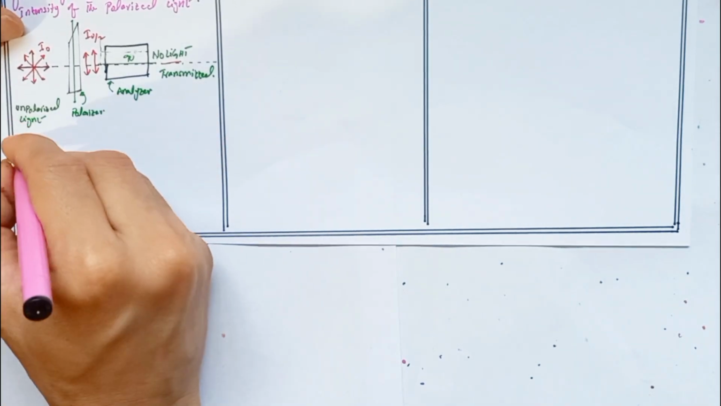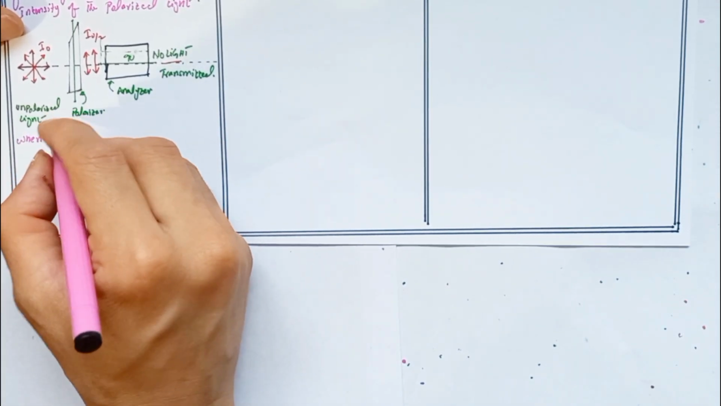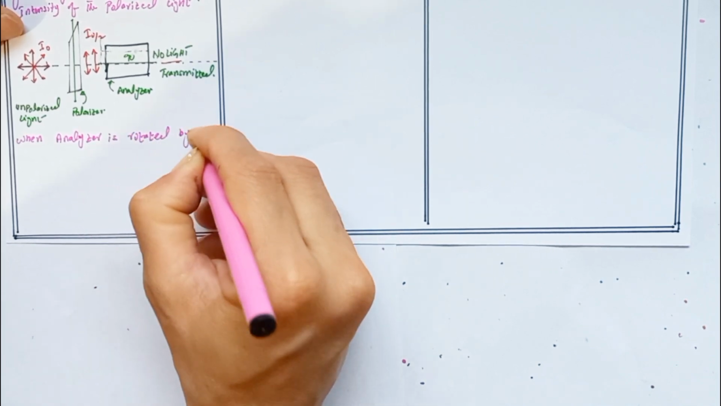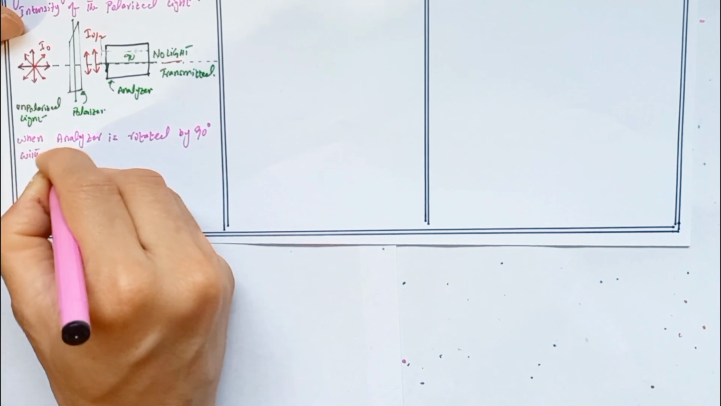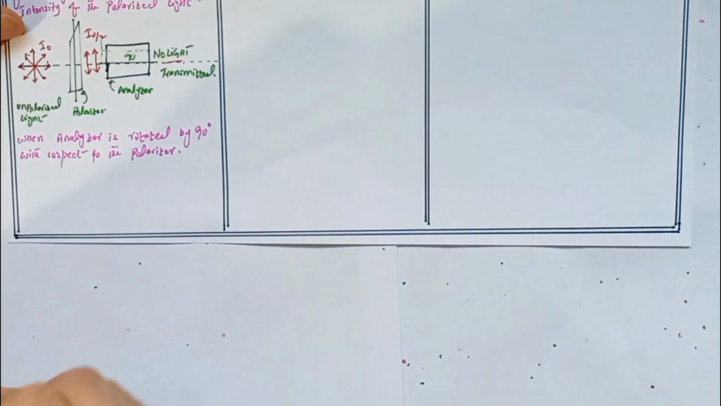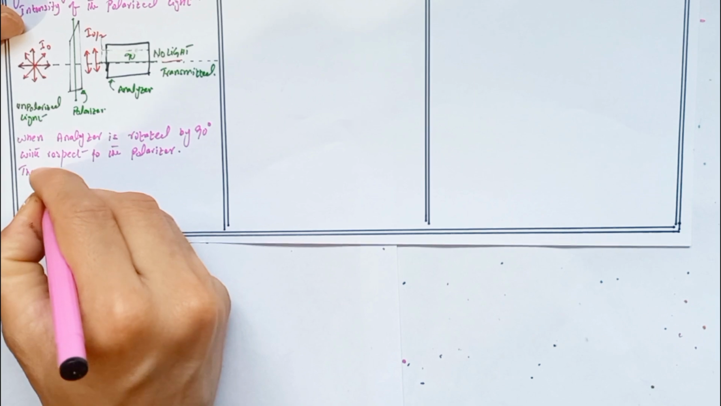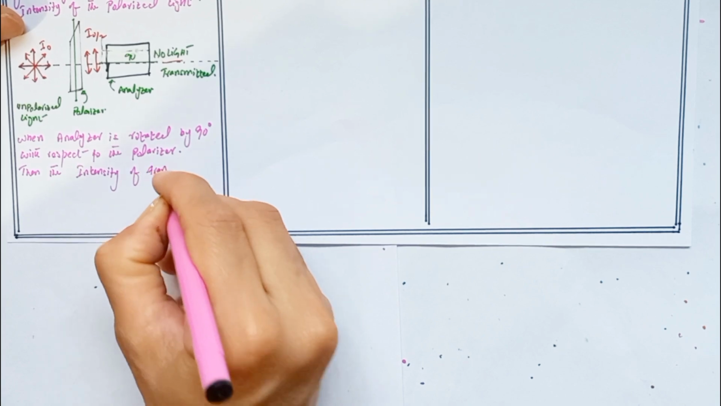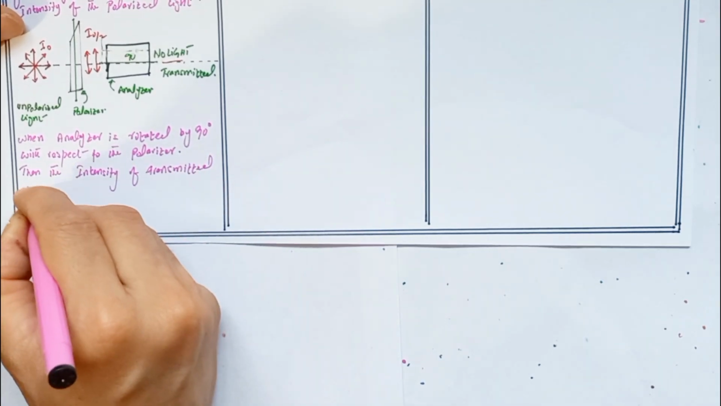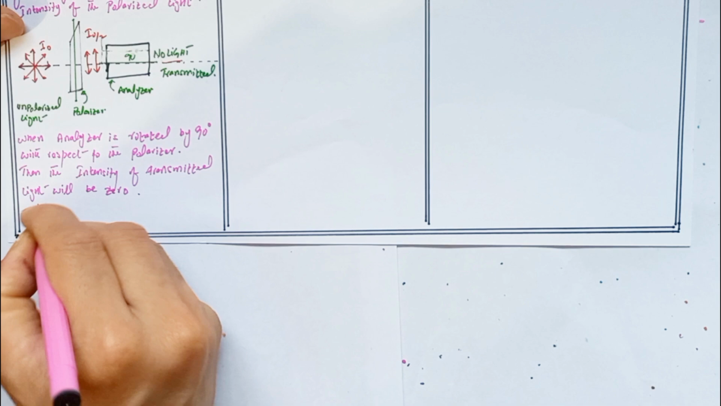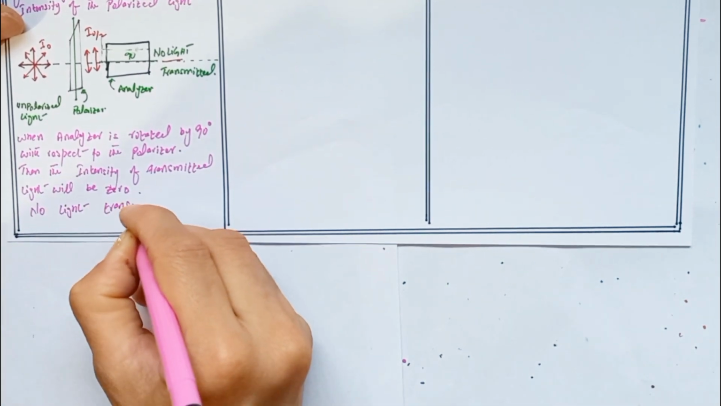So here we write: when the analyzer is rotated by 90 degrees with respect to the polarizer, then the intensity of the transmitted light will be 0, so no light is transmitted.